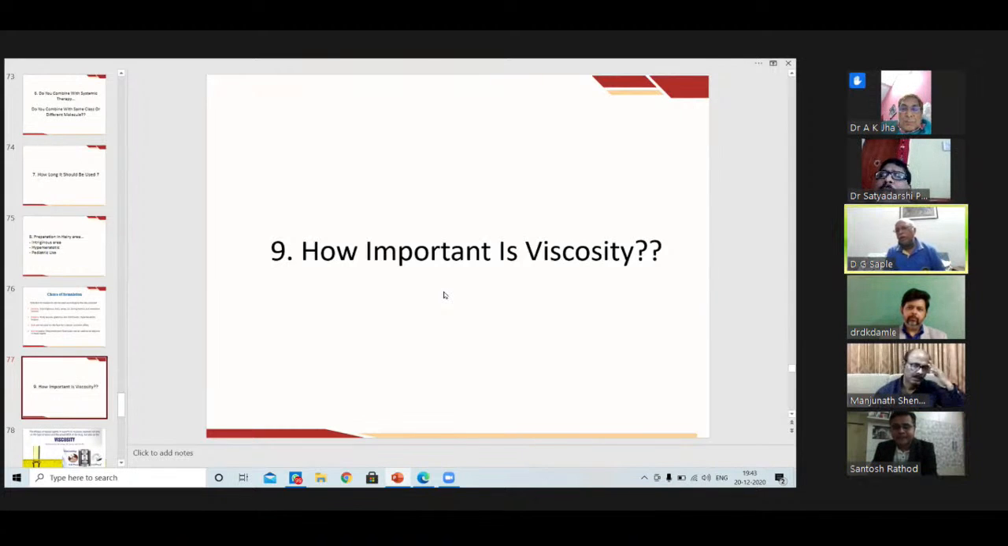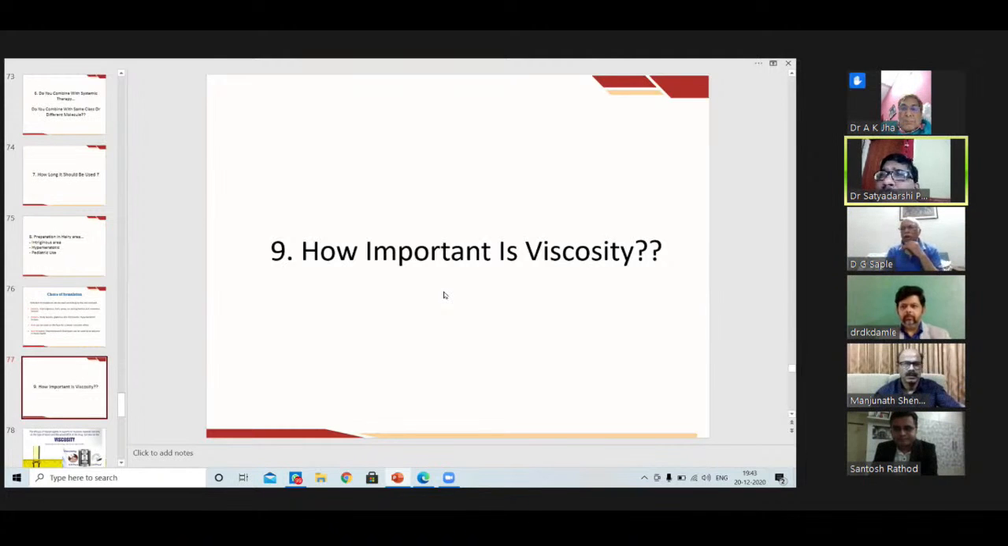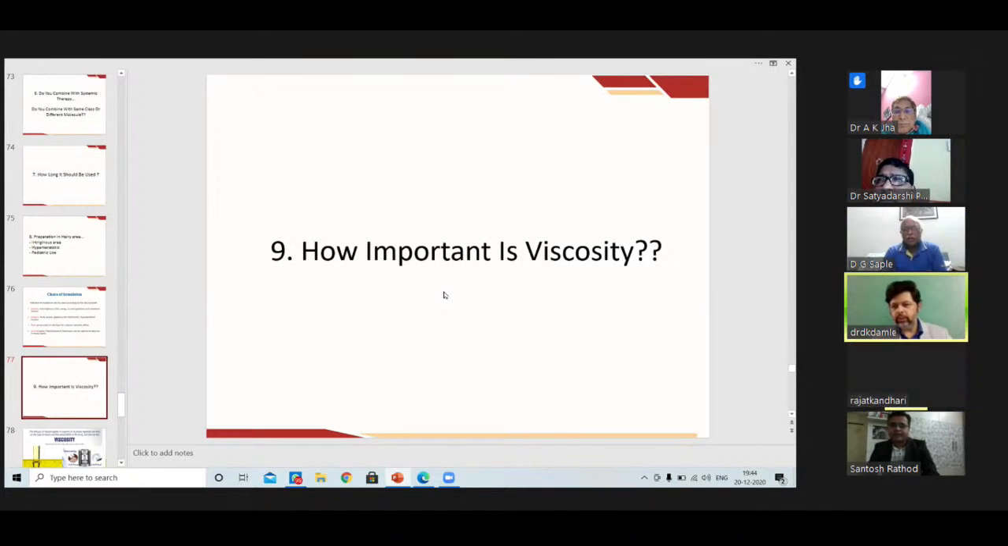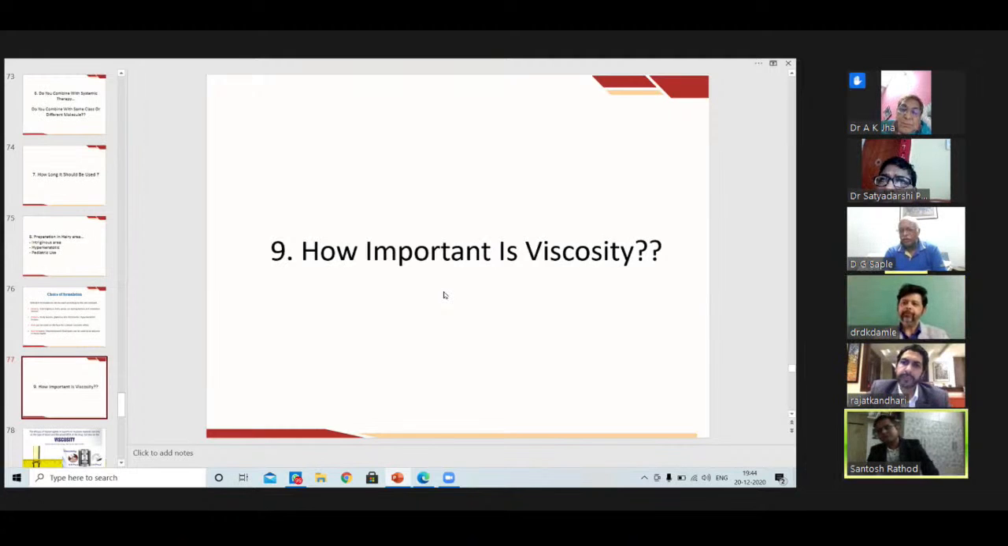Any other panelists who would like to add to this? Viscosity will enhance the spreadability and it will also enhance the efficacy of the molecule, and absorption. Yes, correct. Rajat, would you like to add? If the molecule is getting delivered in a proper dosage, I think a formulation which has adequate viscosity is only going to add to the benefit.